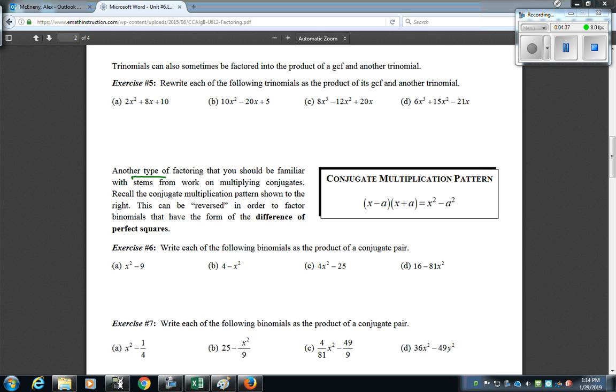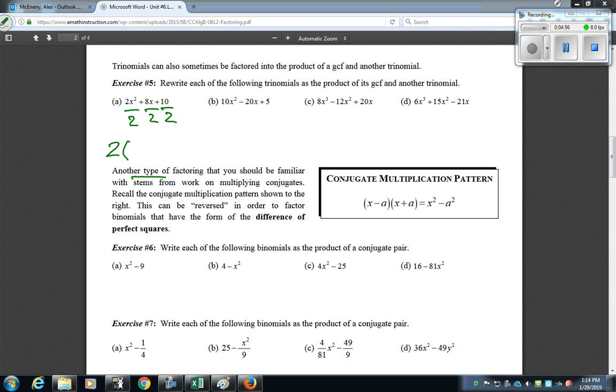So for exercise 5, they want us to rewrite each of these as a trinomial and a product of whatever we factor out. So like in this case, 2x squared, 8x, and 10. Well, I can divide all these by 2. So 2 is my factor out.